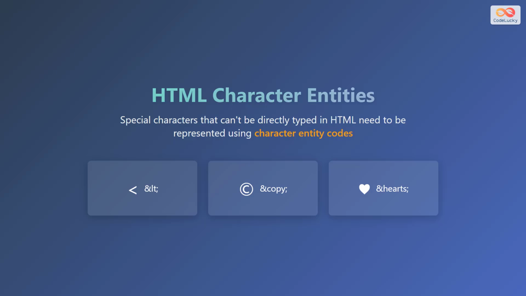Welcome. In this video, we'll explore HTML character entities. These are special characters that can't be directly typed in HTML and need a special representation. We will learn how to represent them using character entity codes. For example, the less than symbol, the copyright symbol, and the heart symbol. These symbols need to be represented with entity codes such as &lt;, &copy;, and &hearts; respectively.